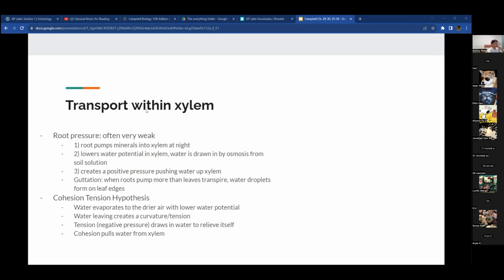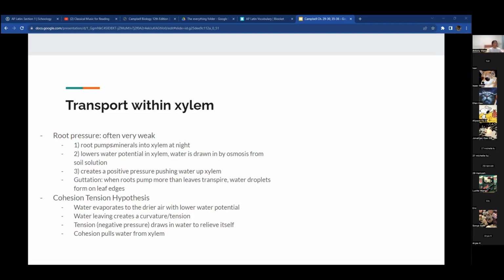And then, another thing: transport within xylem. There are two methods by which water moves up through the plant. The first is root pressure, right? Think of it as water building up in the roots, which increases the pressure, and as a result water gets pushed up into the stem.